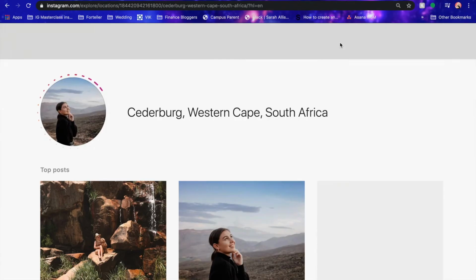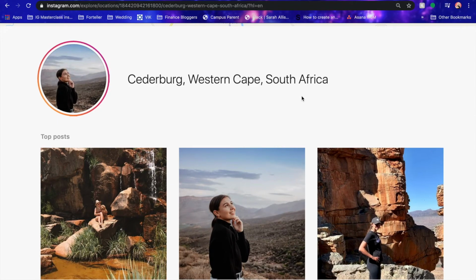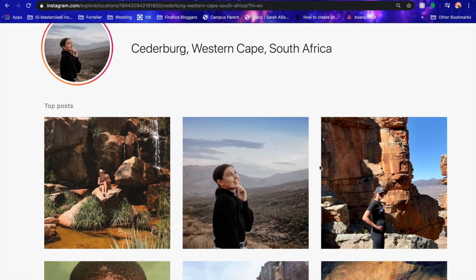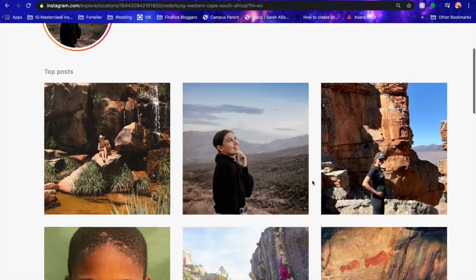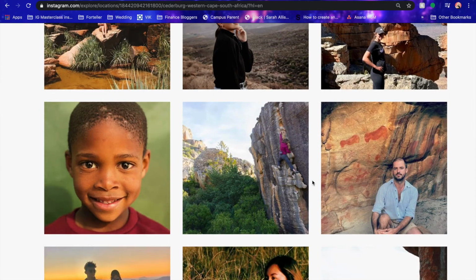And the reason why is it allows people to find you based on that location. This is something that a lot of people do. They look through different locations, and they get there by going through the discovery feed as well as clicking on locations from other people's profiles.